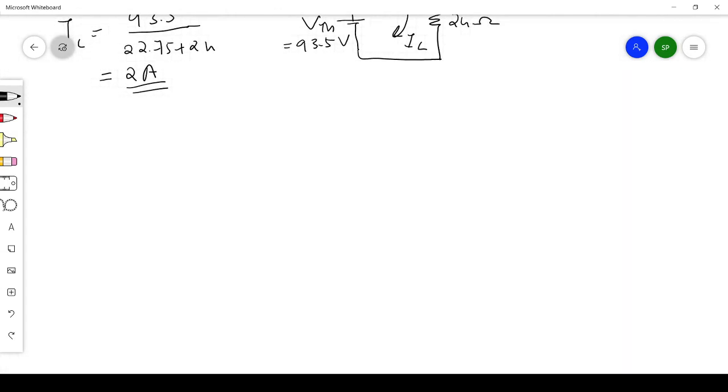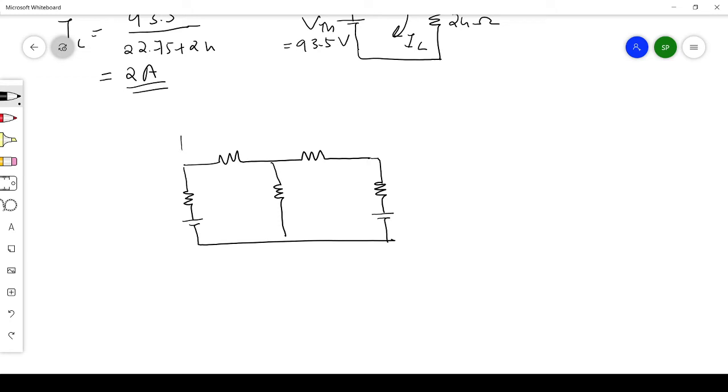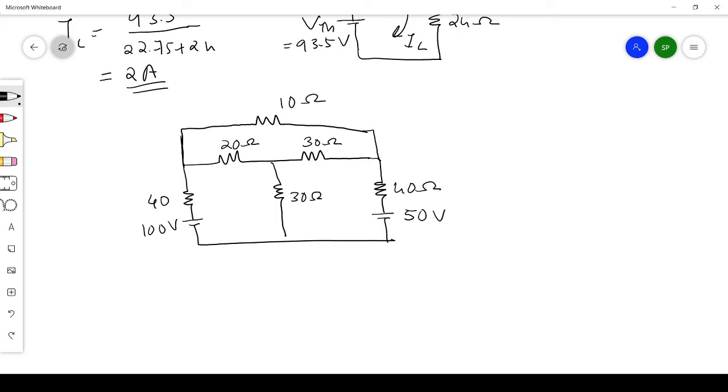Let me draw the diagram. This is 10 ohm, this is 40, this is 100 volt, then this is 20 ohm, this one is 30 ohm, this is again 30 ohm, here it is 40 ohm, and this one is 50 volt. The question is: find the current through 10 ohm using Thevenin's theorem.